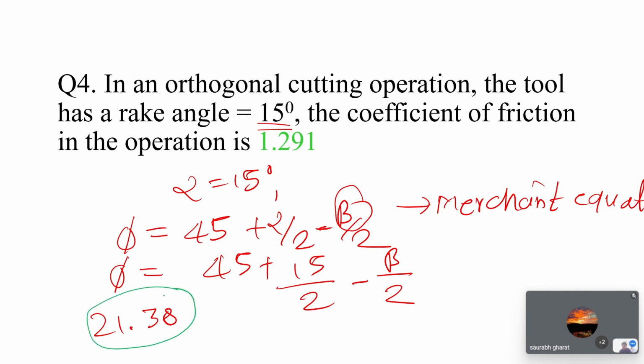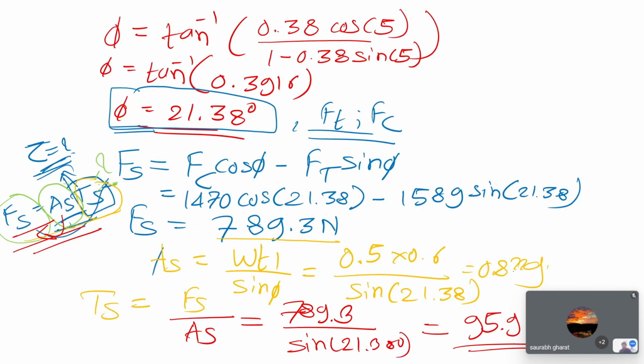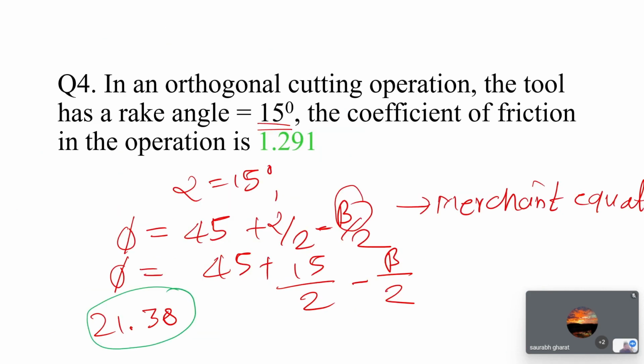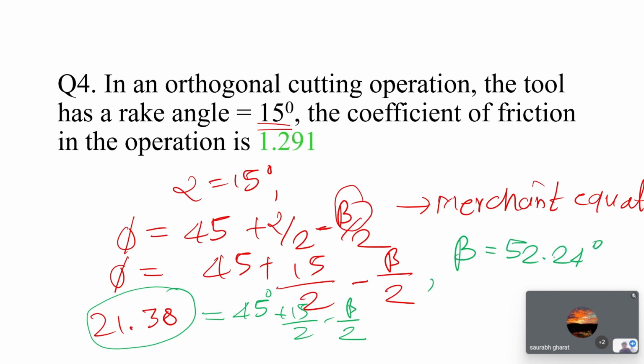This is your phi you have calculated in previous steps. The same phi you use here, and that phi will be treated with this: 45 degrees plus alpha by 2 minus beta by 2 again. If you do that simple math, beta will be equal to 52.24 degrees. But what they asked is the coefficient of friction.